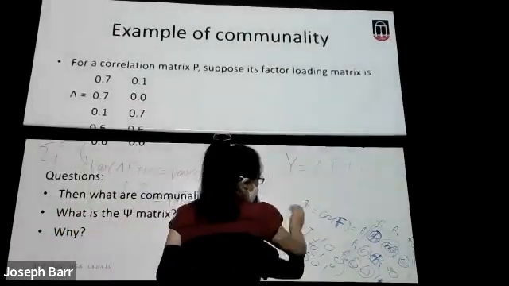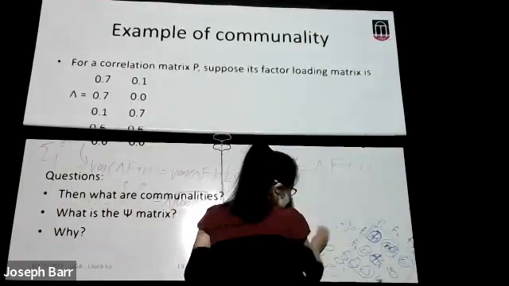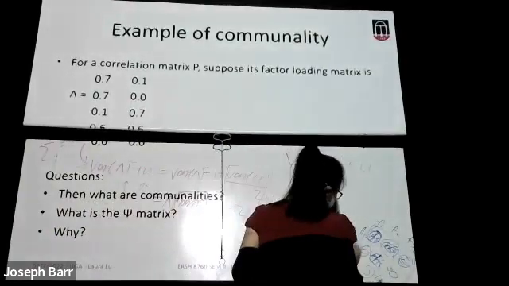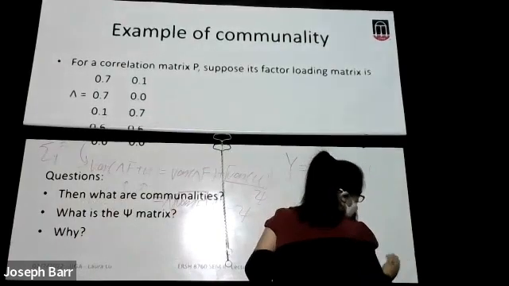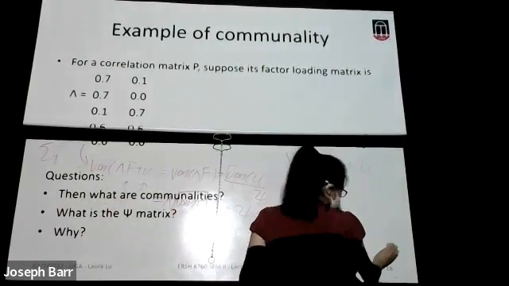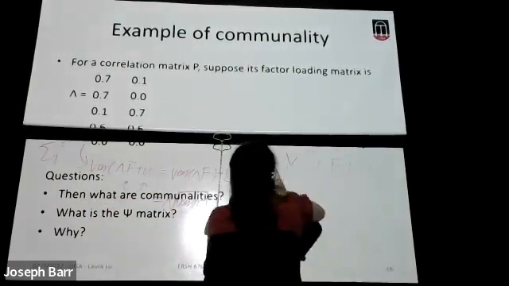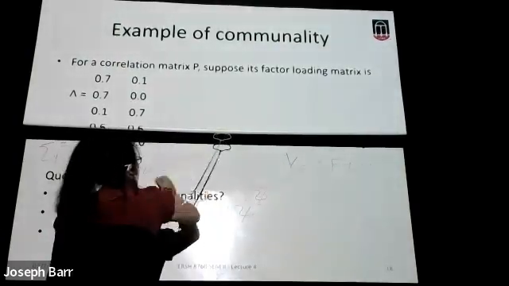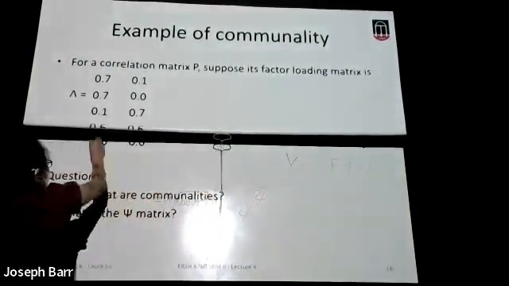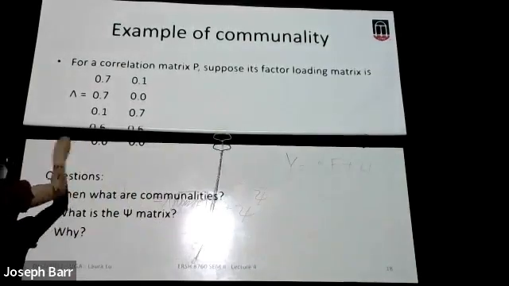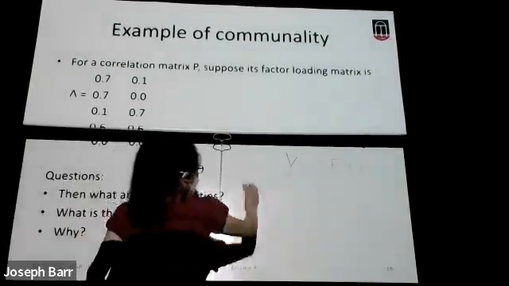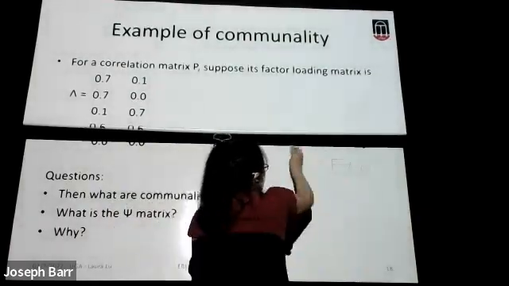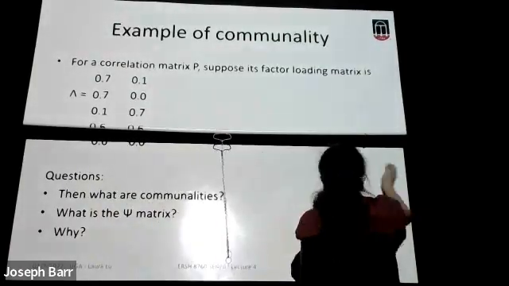It's the sum of the squared loadings for all factors, the common factors. That is called the communality for variable j. J is the variable. Okay. Now look at the first variable. What is the communality? How do you calculate that?